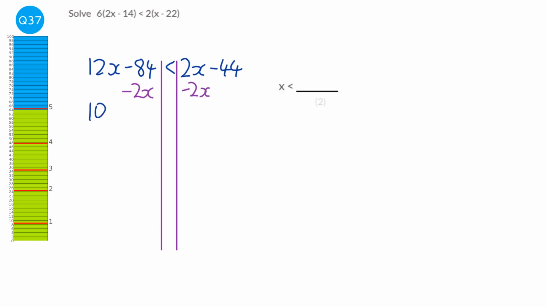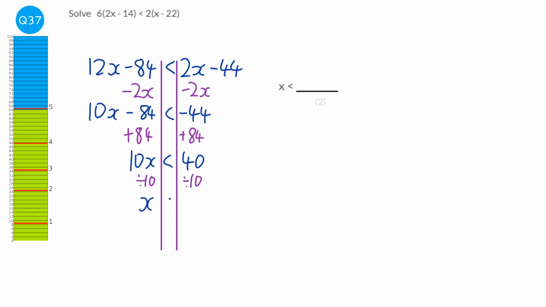And so that'll give us 10x minus 84 is less than minus 44. So we've got minus 44 there, but that won't be a problem because we're going to add 84 to both sides. And so we've got 10x is less than 40. And then we're going to divide 10 both sides to get what x is, or what x is less than, and that would be 4. So our answer is x is less than 4.